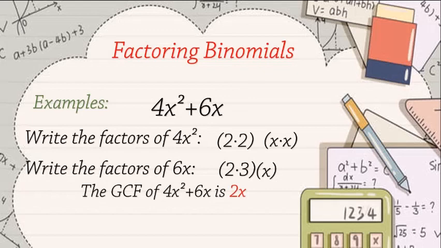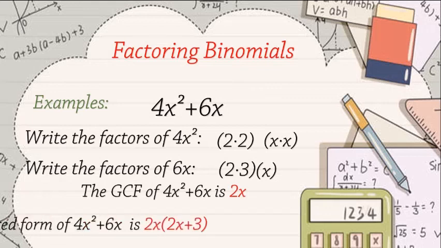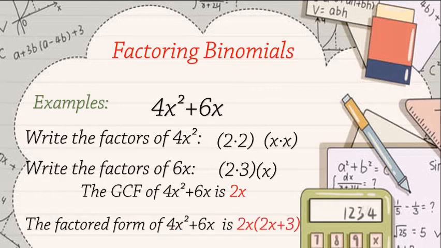How about the factored form of this binomial? We need to take out the 2x in this equation. So, the factored form of 4x squared plus 6x is simply 2x multiplied by the quantity of 2x plus 3.